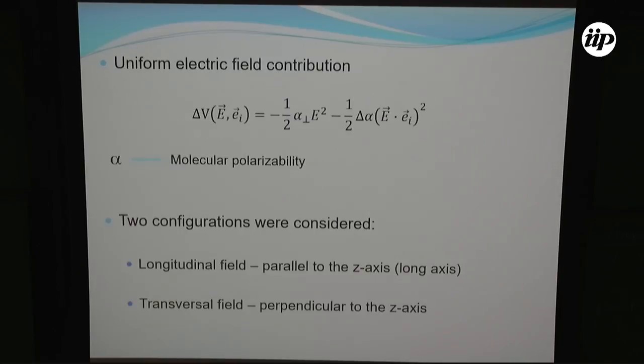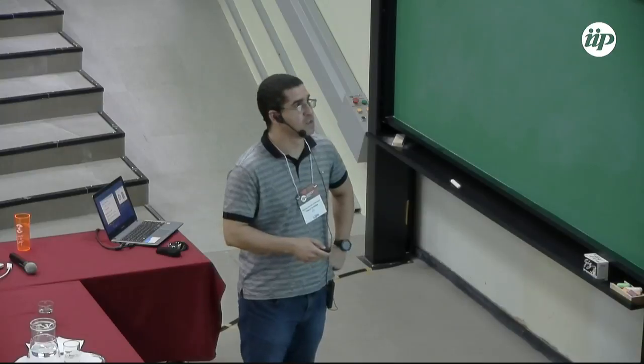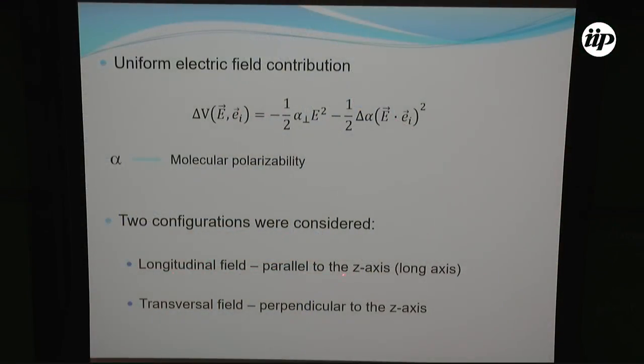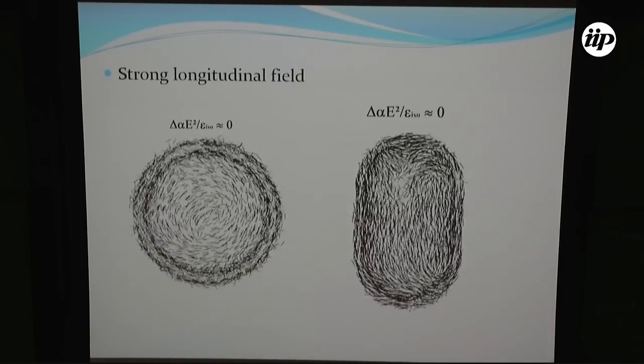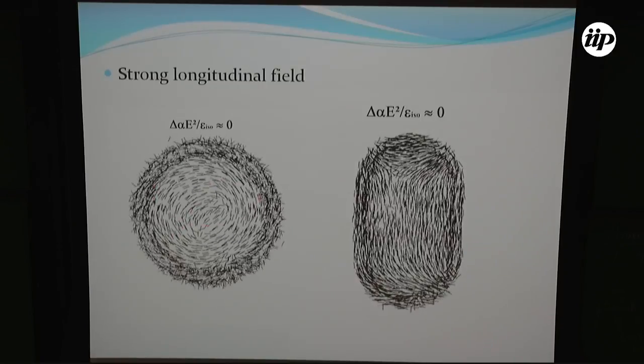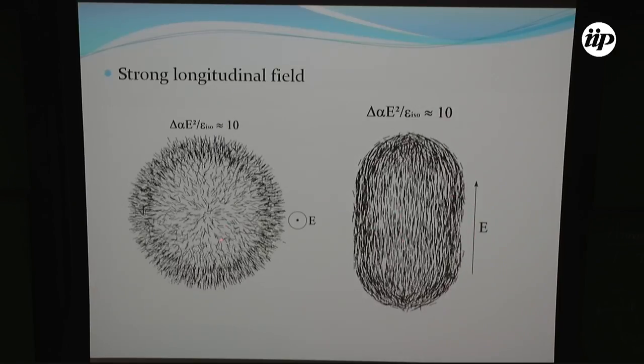Okay, now we investigate the effects of the electrical field, and we use a contribution to the potential of the electrical field with the molecular polarizability. Okay, we investigate two configurations: a longitudinal field parallel to ZX and a transversal field perpendicular to the ZX. This is the simulation of the longitudinal electrical field. Here we have the initial configuration without the field. Now we apply the field and you can see it realign.